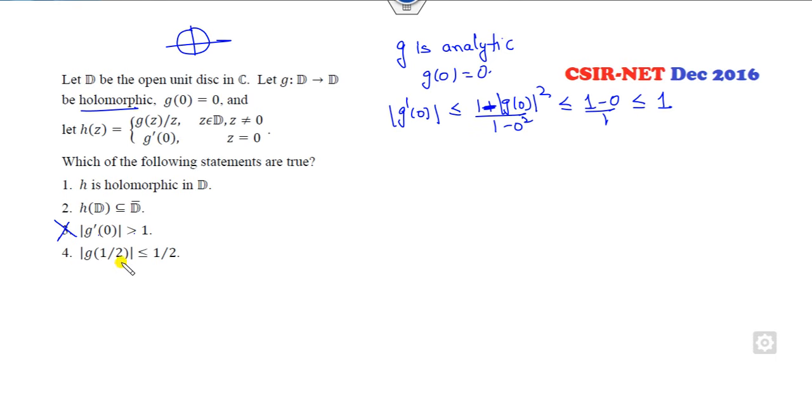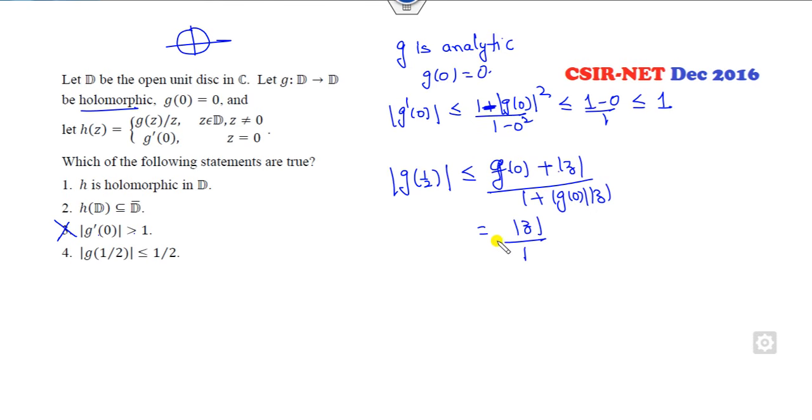Now it's a half. Again g of half, so I can apply this again: |g(z)| is less than |g(0) + z| over |1 + conjugate g(0) z|. So what is that? g of 0 is 0, this is mod z, and this is 1. So it means |g(1/2)| will be less than 1/2. Fine. Therefore this option is satisfied.